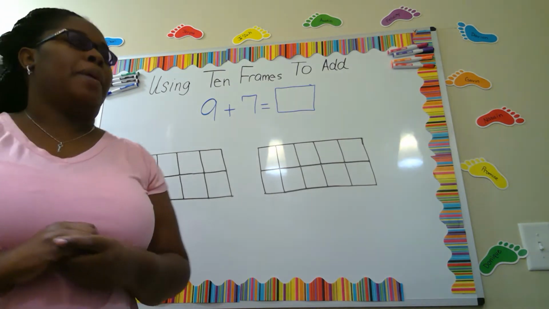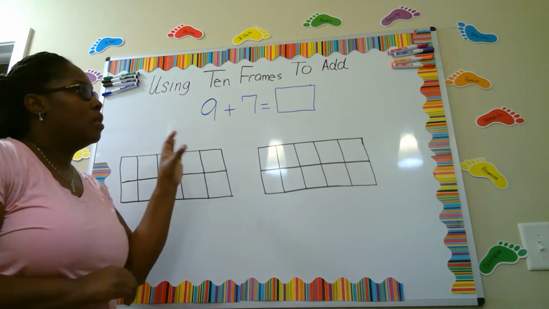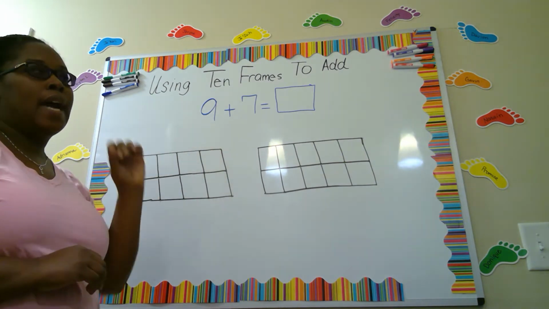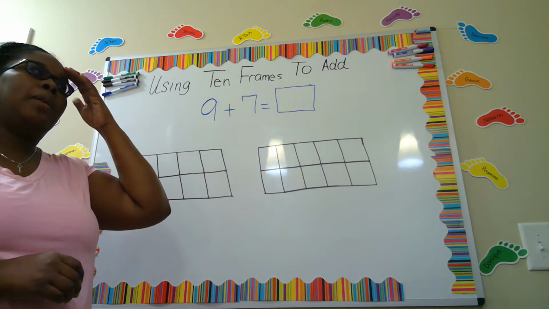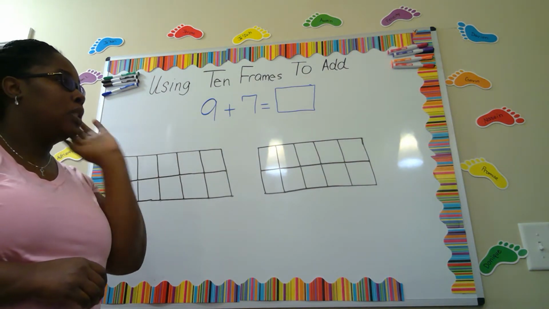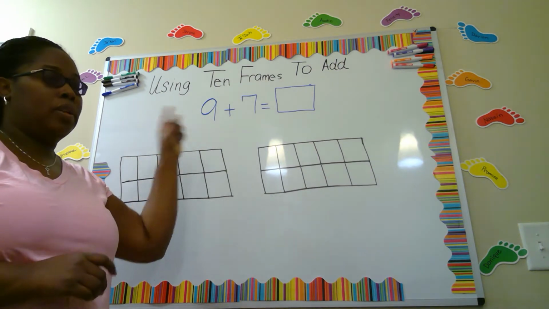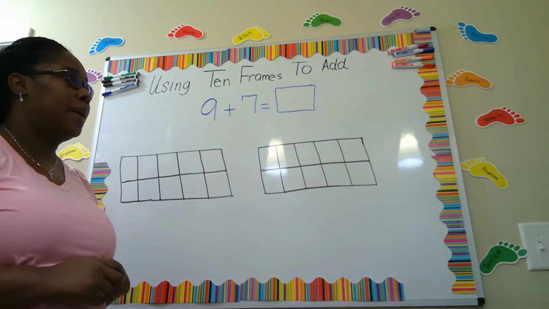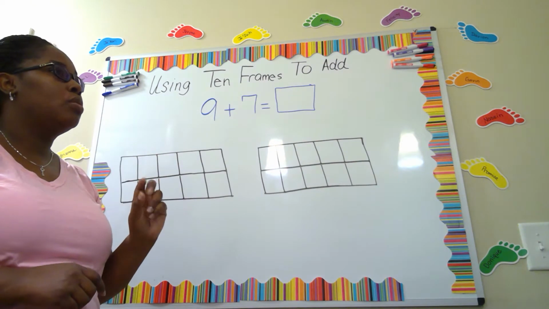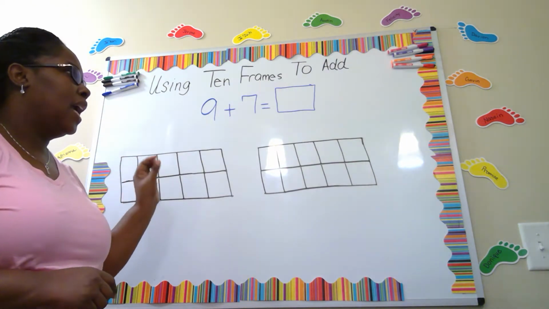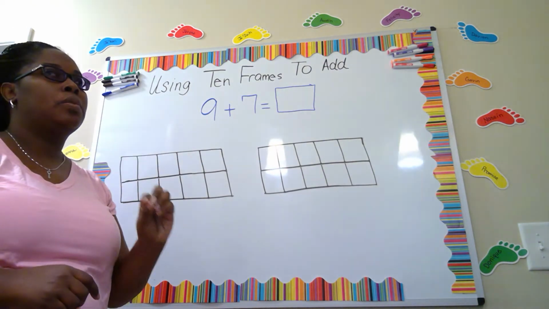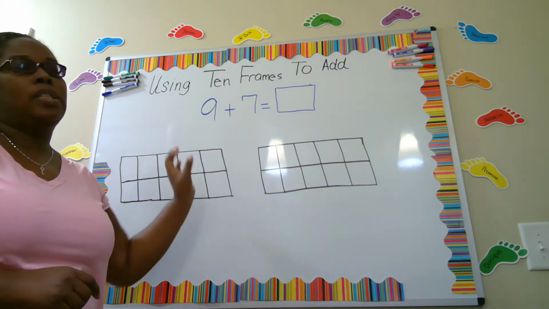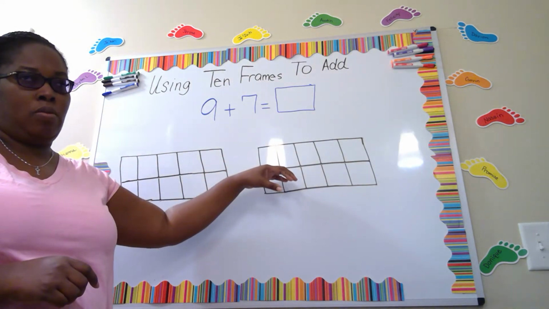And when we think about this concept, we think about if I have a number sentence 9 plus 7, I have to think in my head, how can I use 10 frames to model how to add 9 plus 7 to find the sum? And then, when I do use the 10 frames, what is the easiest way to make a 10 and to finish counting on, okay?